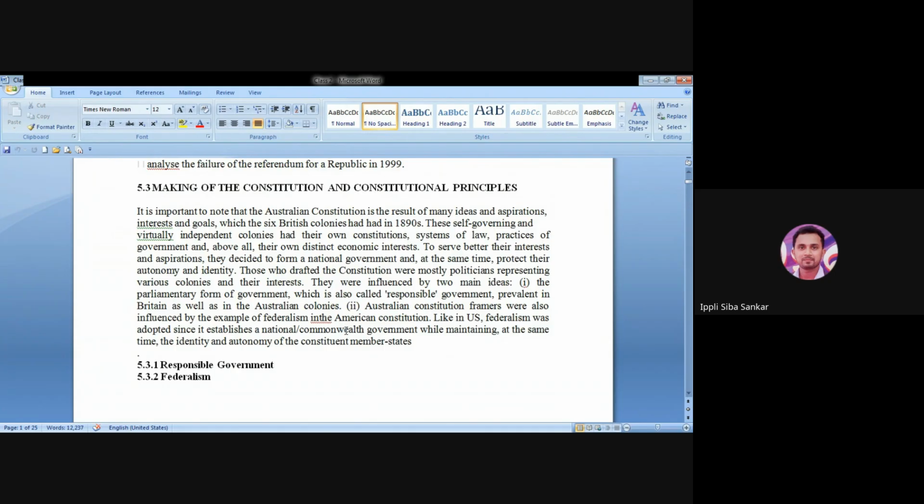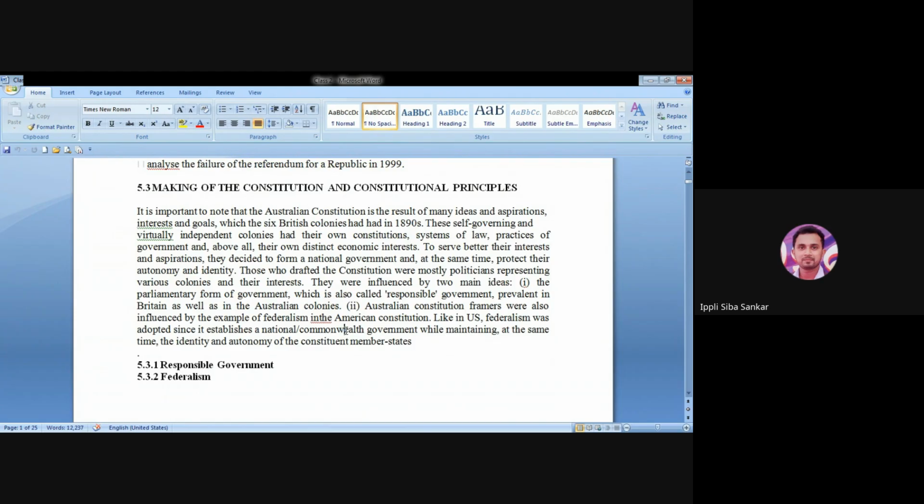Who decided? Those six colonies. Those six colonies decided to form a national government, and at the same time protect their various colonies and their interests. They wanted a national government, as well as to protect their own interests.